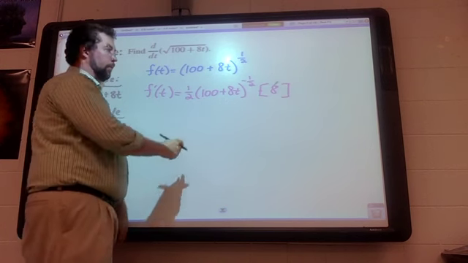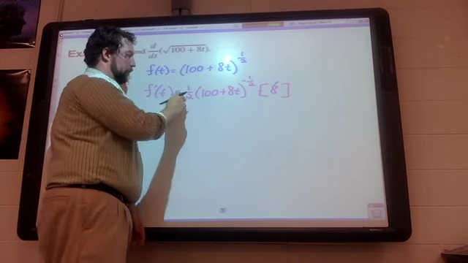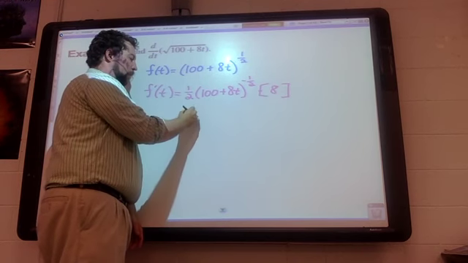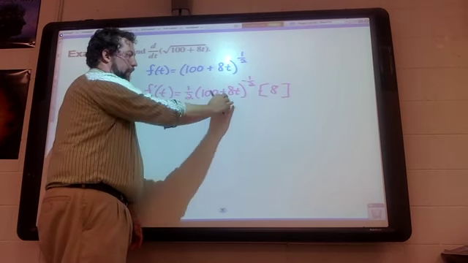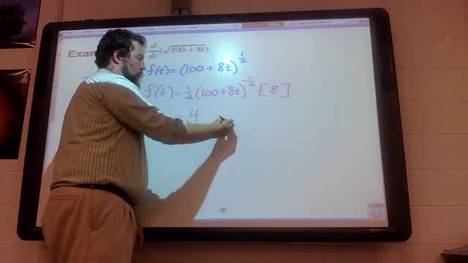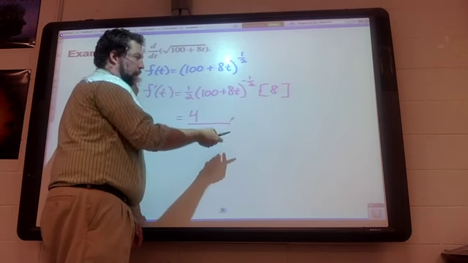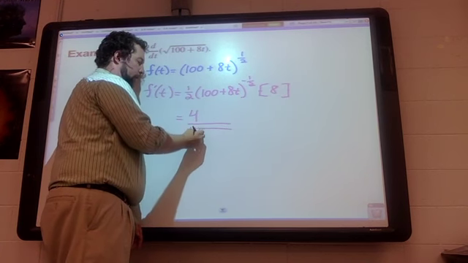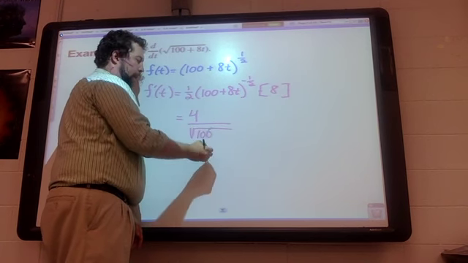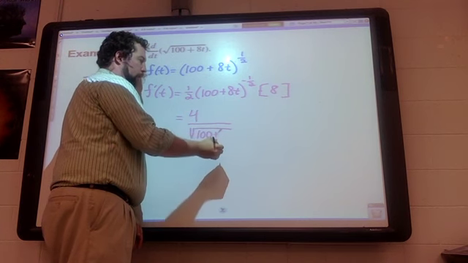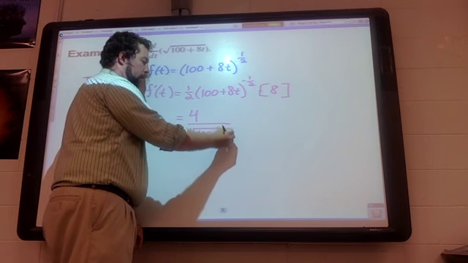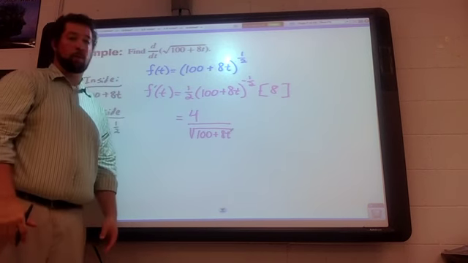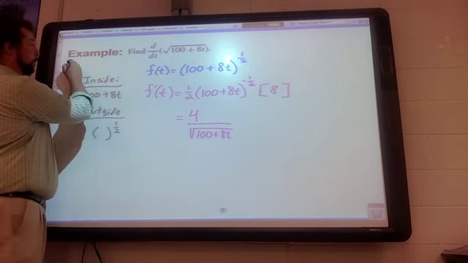We can clean this up a bit by doing some obvious simplifications. What's half of 8? Put those numbers together, that gives me 4. And I can either leave it written like this, or since it's a negative, it moves it to the bottom, and the 1/2 becomes a square root. So our answer, without fractional or negative exponents, is 4 over the square root of 100 plus 8t. All right, and that's how you do one with square roots.